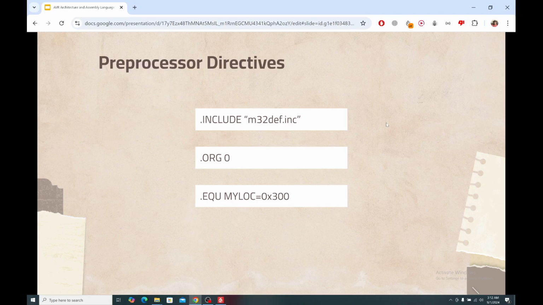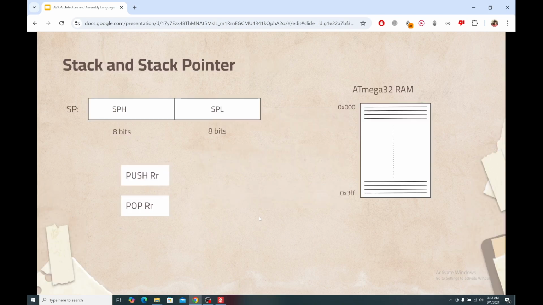It's similar to hash include in C. The .org represents the starting memory address of this program, and .equ is similar to define in C. So when we use malloc later in the program, it will be replaced by 0x300.